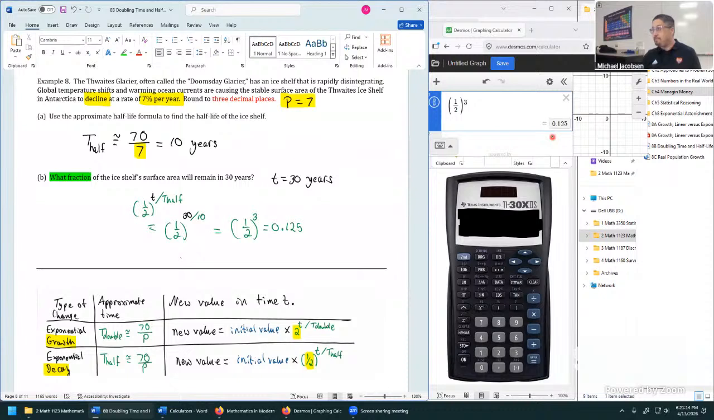So that's it, folks. That's the fractional decay rate for this particular ice shelf. Any questions or comments whatsoever getting through this one?